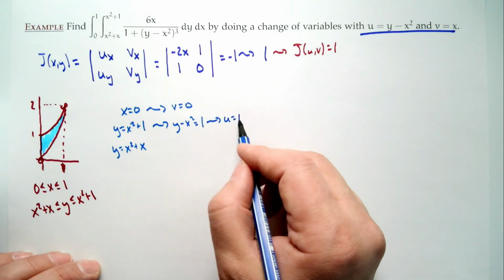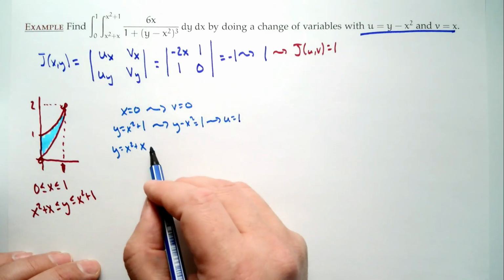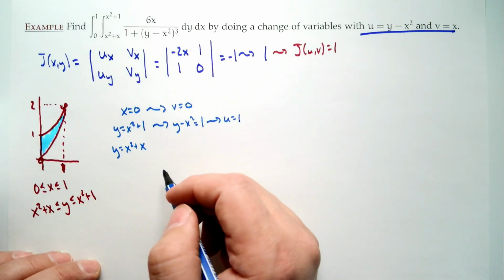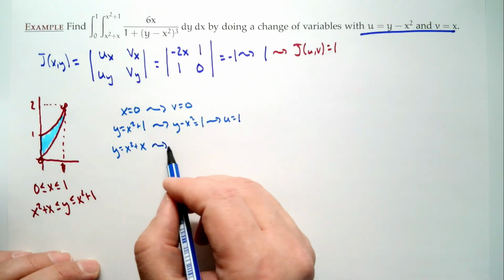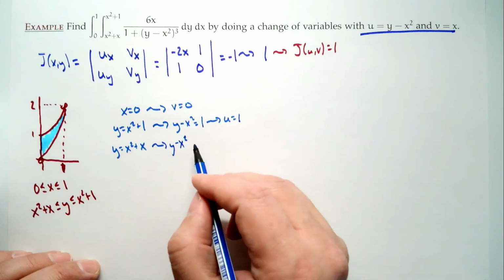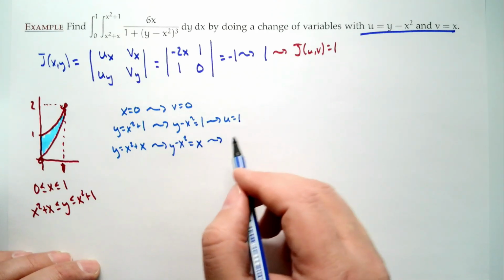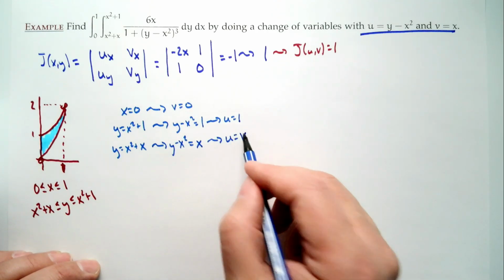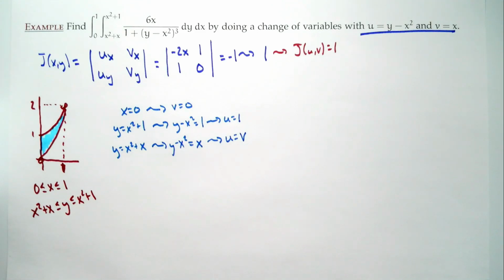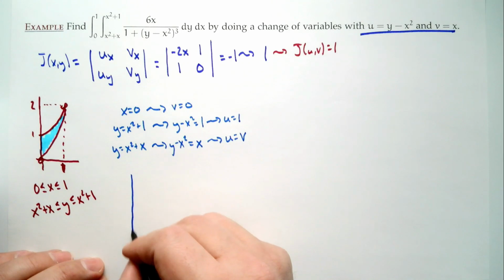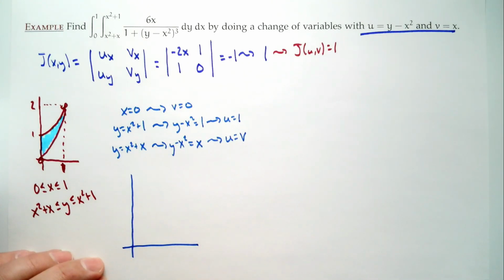U equals 1. Now I come to y equals x squared plus x. How can I write that? Y minus x squared equals x, which becomes u equals v. Now those are nice bounds. No more curved lines. So let's see if we can draw that.